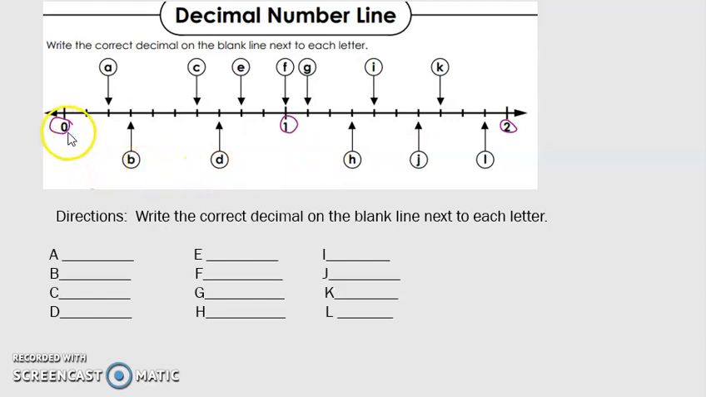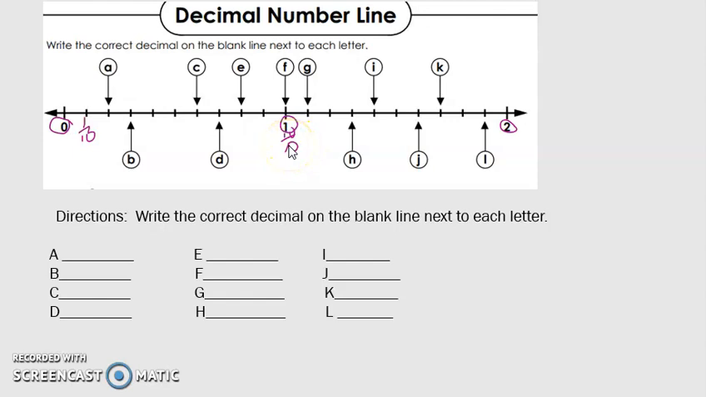So if this is 0, then this is 1/10, 2/10, 3/10, 4/10, 5/10, 6/10, 7/10, 8/10, 9/10, 10/10, or 1 whole.